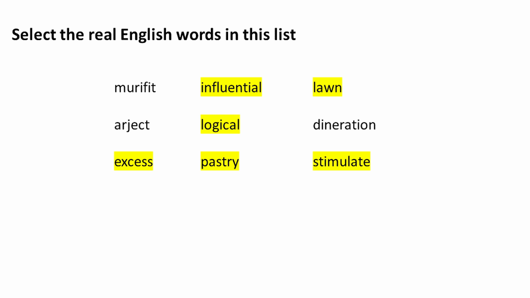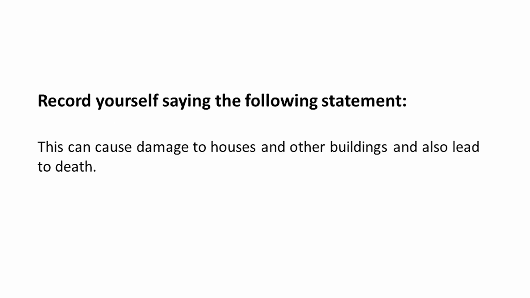Pastry has a couple of meanings. Pastry is a noun, and it can be the dough that you use to make pies or some kind of desserts. But it can also be the food that is made from this particular type of dough. So pastry can be a dough, or it can be a food that is made from the dough. Stimulate is a verb, and it means to make something more active. For this one, we just need to say the statement.